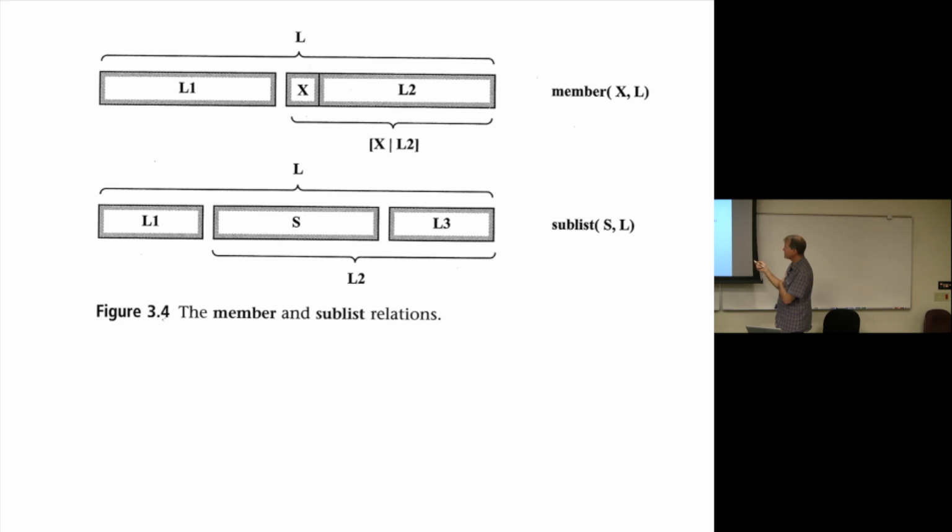How is it that X is a member of L? Did we do it with concatenate? So if X is the car of L2 and you concatenate L with this, then L is the concatenation of this with this, right?